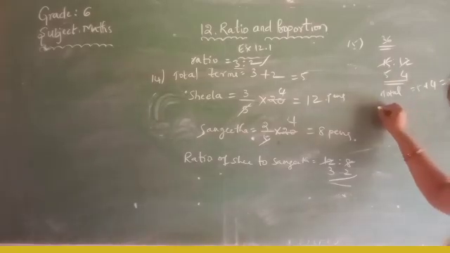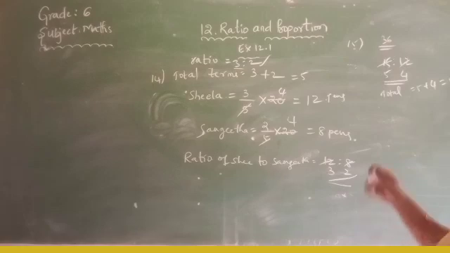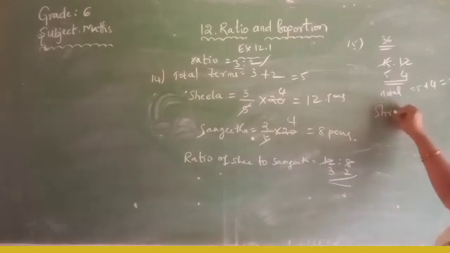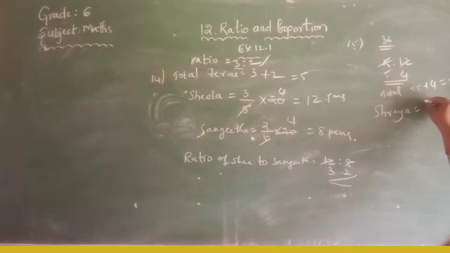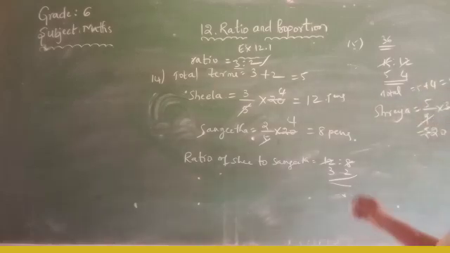Now we have to find how much amount Shreya will get. The part of Shreya is 5 by the total 9, into 36. 9 fours are 36, so 9 ones are 9, and 5 fours are 20. So Shreya will get 20 rupees.